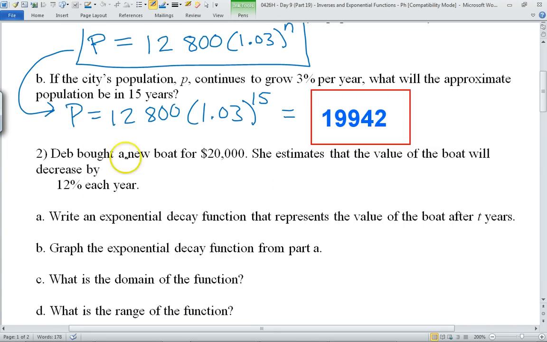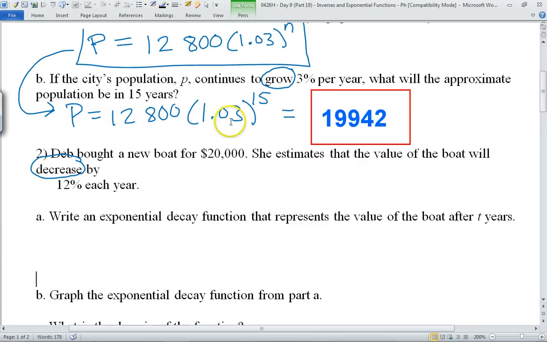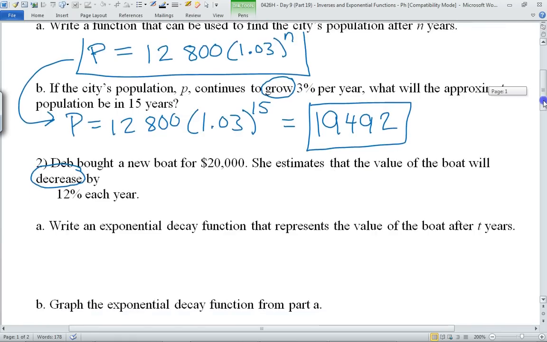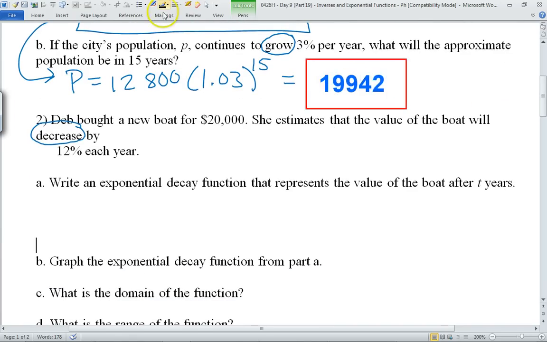Number 2, Deb bought a new boat for $20,000. She estimates that the value of the boat will decrease 12% each year. Because it's going to decrease, how will we do this differently compared to the last problem that grew? It's only one change. Instead of adding the rate like we did up here with the plus, when something decreases, we do minus the rate. The rest of it is the same.